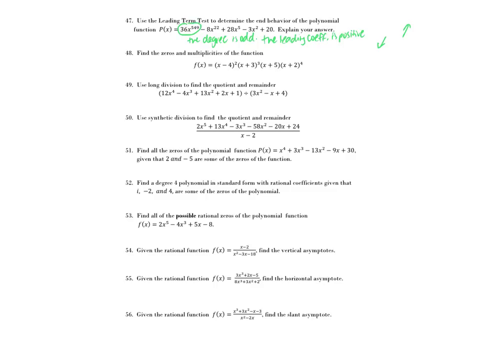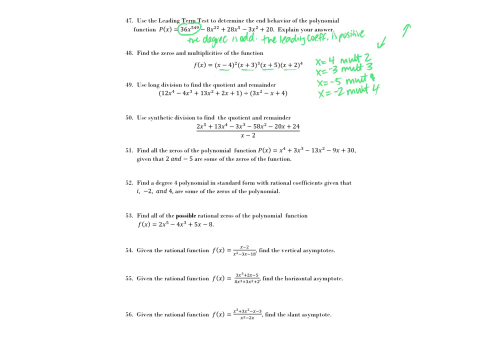Okay, find the zeros and multiplicities of each. This term is telling me that one of my zeros is x equals 4, multiplicity 2. And then this term is telling me x equals -3, multiplicity 3. This one is x equals -5, multiplicity 1. And then this is x equals -2, multiplicity 4.